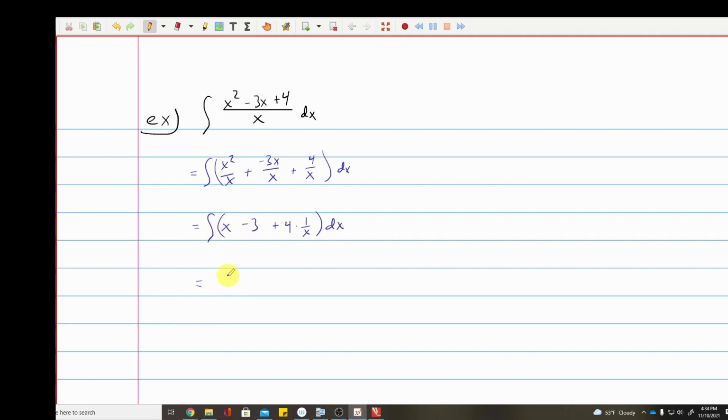So when I use the power rule on x, I get x squared over 2. For a constant, we tack an x on. The 4 hangs out, and when I antidifferentiate 1 over x, we get the natural log of the absolute value of x.